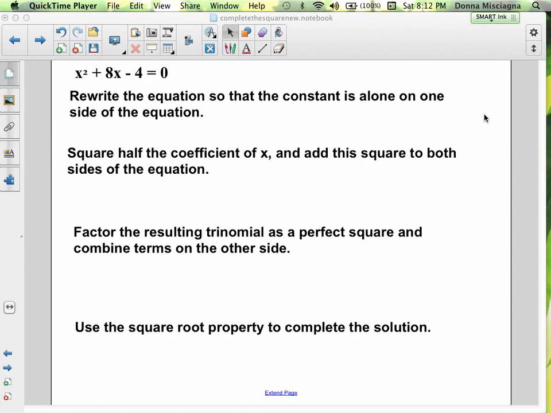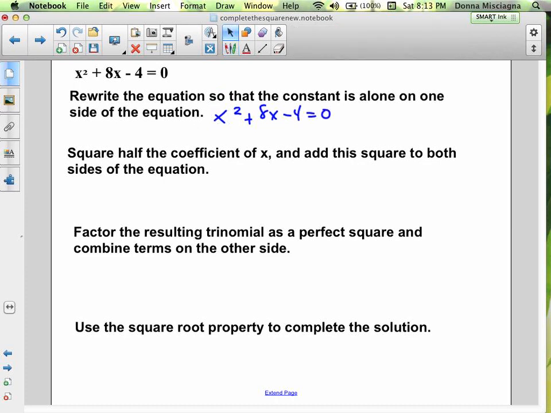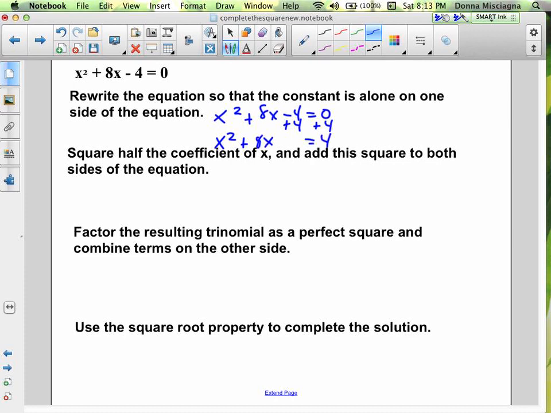So step two, we're going to rewrite the equation so that the constant is alone on one side of the equation. Right now we have x squared plus 8x minus 4 equals 0. So now we're going to add 4 to both sides to move the constant term. That gives us x squared plus 8x is equal to 4.